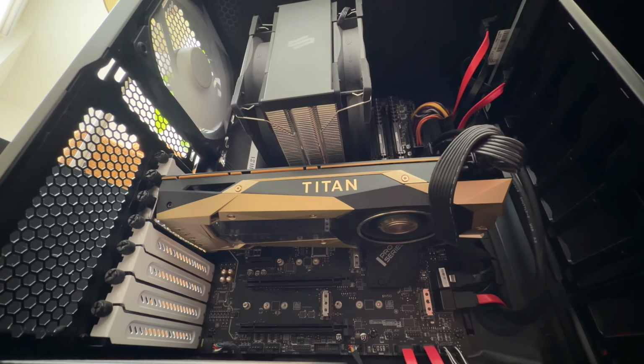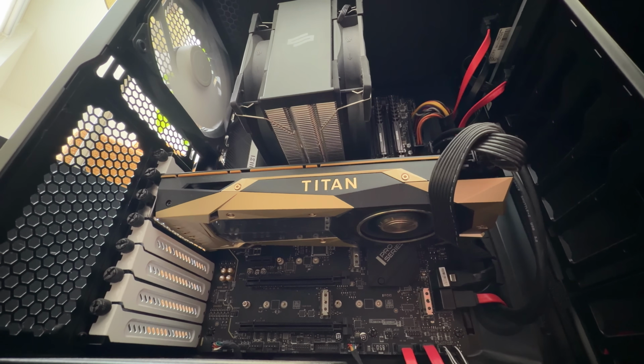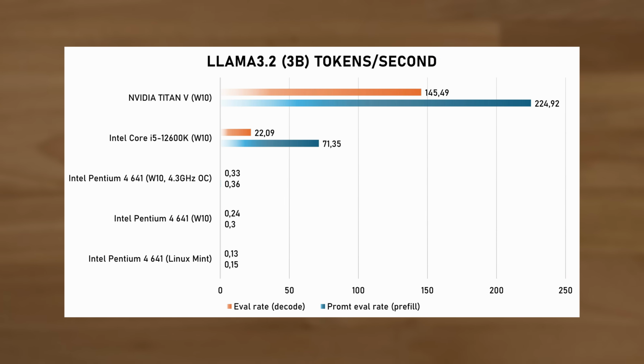And to put these numbers in perspective, I've also run Ollama with the same model on my own machine with CPU and GPU. Compared to the Pentium 4, my i5-12600K is a whopping 200 times faster. And when comparing to my Titan V, it's 600 times faster.